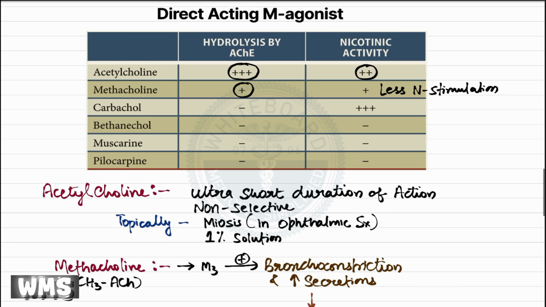Now let us move to Carbachol. According to the table, Carbachol is not hydrolyzed by acetylcholinesterase, which means it has a relatively long duration of action.